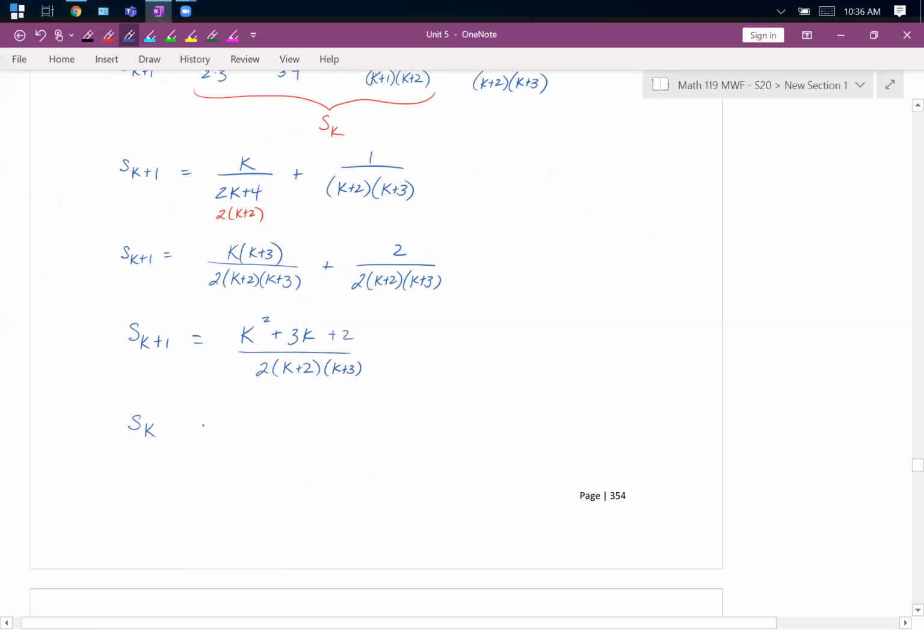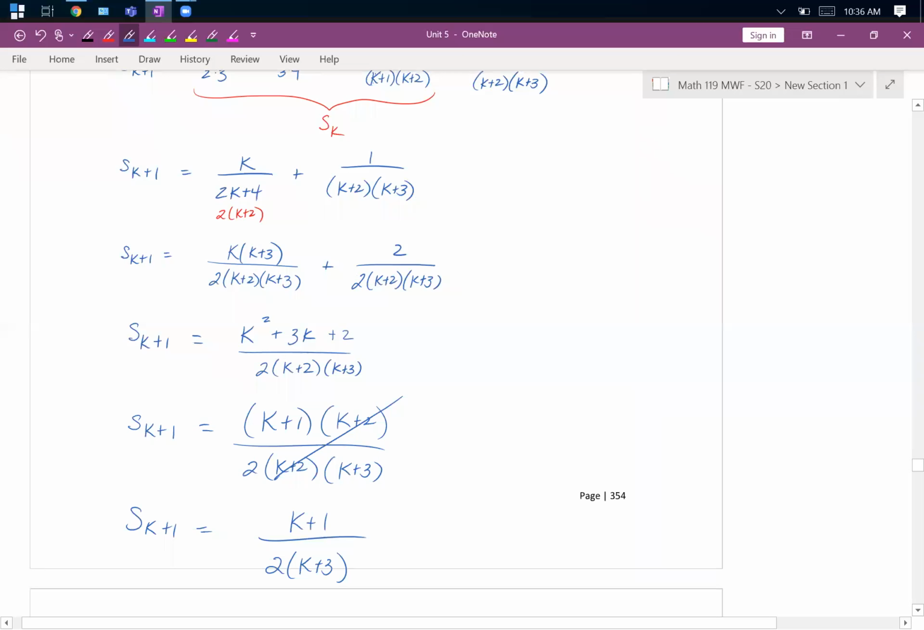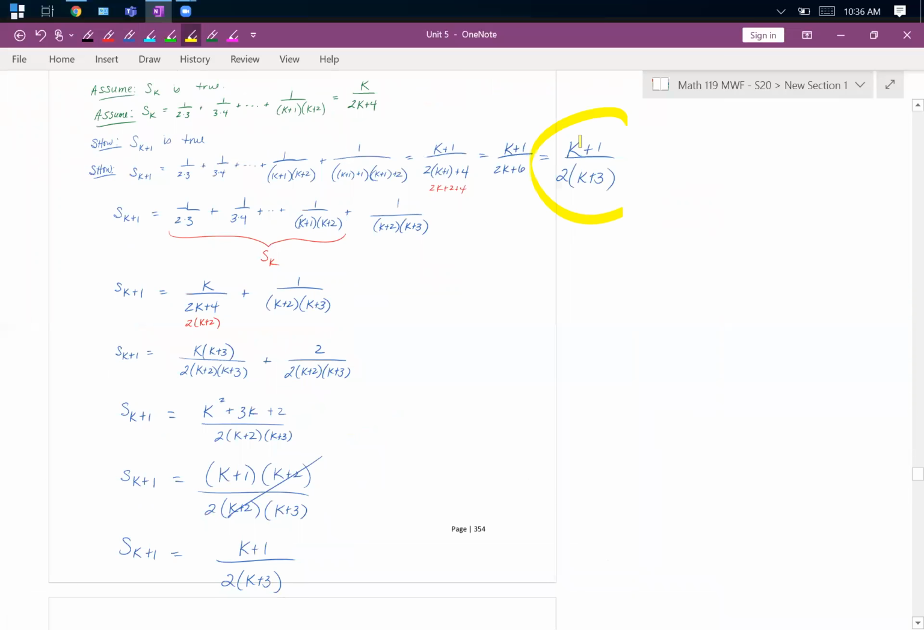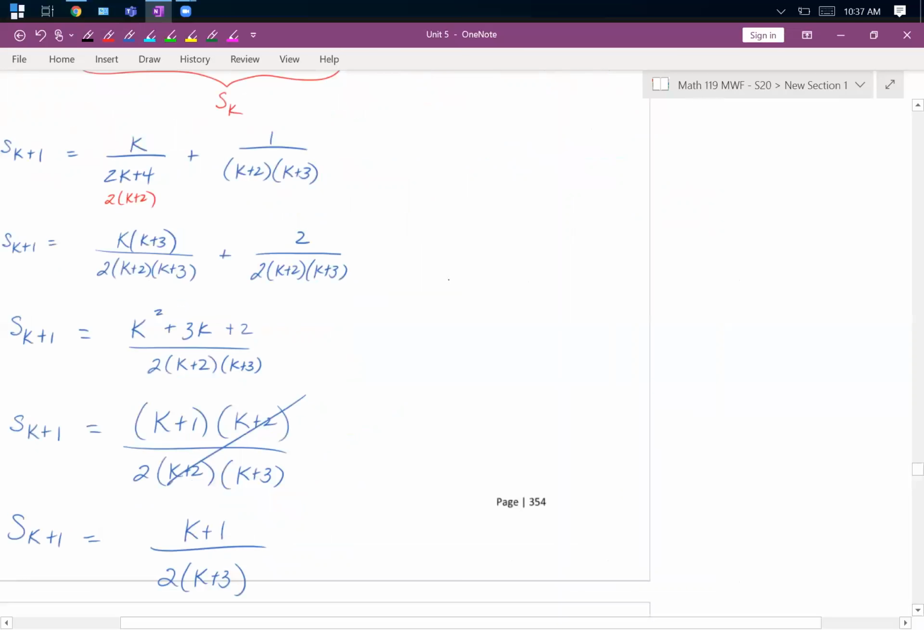So S sub k plus 1, factoring this numerator, sure does factor into (k plus 1) times (k plus 2). And those k plus 2's cancel out, giving us S sub k plus 1 equal to k plus 1 over 2 times (k plus 3). And that's what we were trying to get to. We said that was what we were going to show, that S sub k plus 1 was equal to that, so that means this is going to work. We just need to write our wrap-up statement.